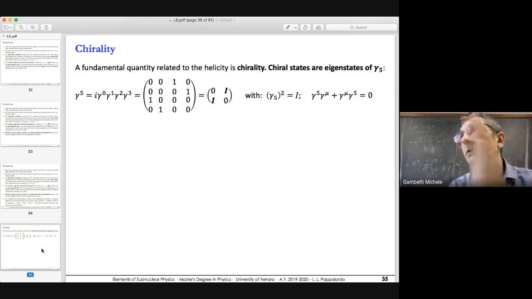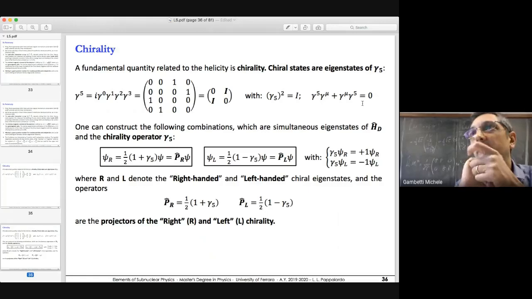Now, there is another quantity which is related to helicity, and it is called chirality. Now, chiral states are eigenstates of the operator gamma 5, which is defined in terms of the Dirac gamma matrices in this way. So gamma 5 is i, gamma 0, gamma 1, gamma 2, gamma 3. If you make this matrix product, you obtain this expression for gamma 5 that you can also write in terms of the 2 by 2 identity matrix. And it turns out that the square of gamma 5 is the 4 by 4 identity matrix. And also, one has to take into account this anti-commutation rule. Okay, so gamma 5 gamma mu is equal to minus gamma mu gamma 5.